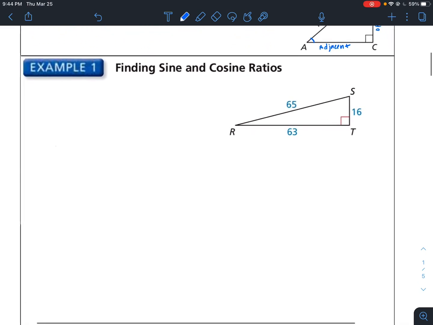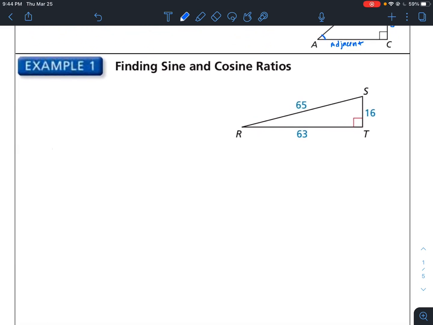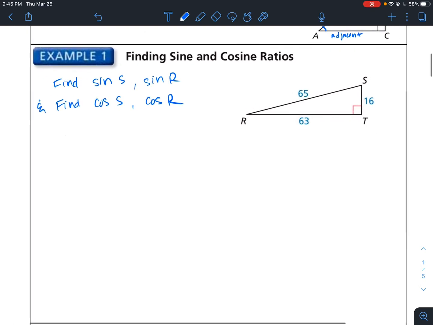So let's analyze the sine functions here. In this example, find sine of S, sine of R, and find cosine of S and cosine of R. Okay, so let's look at angle S first, and let's find sine of S and cosine of S first.